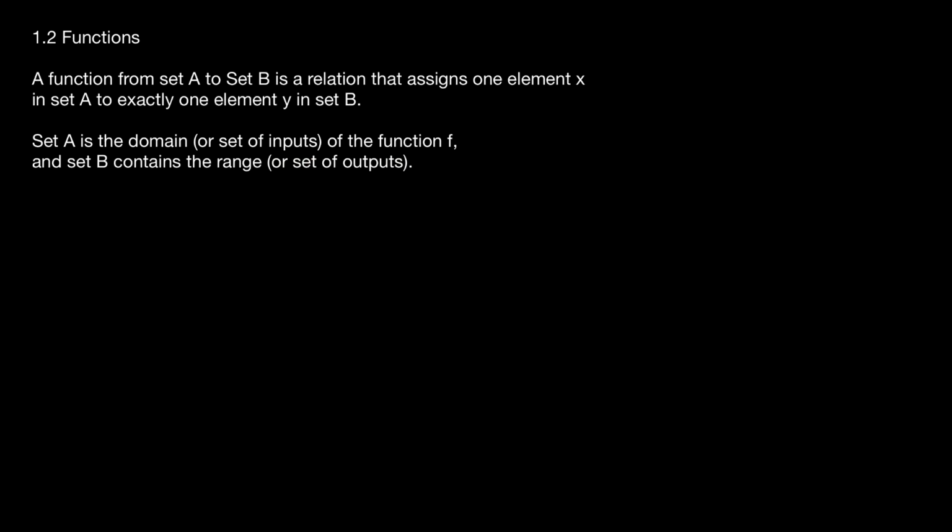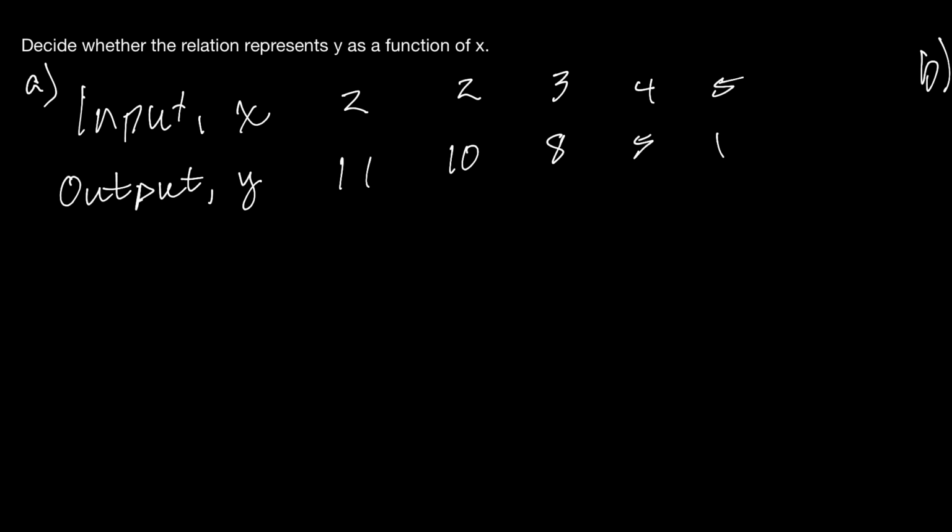So we'll start off with example number 1 here. For example 1, mathletes, it says decide whether the relation represents y as a function of x. So here is y, our output, and here's x, the input. We go through each one of these points and analyze them to see if we break any rules.